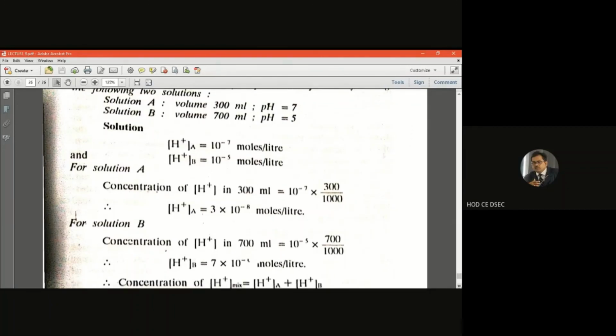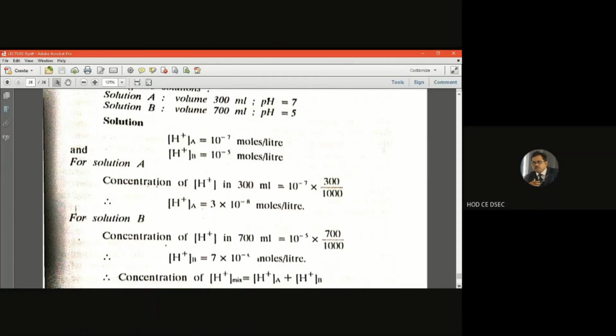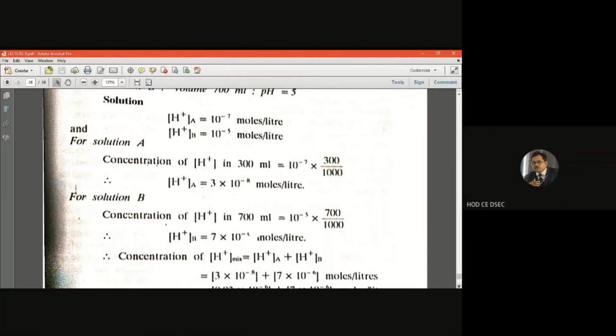That means for H plus A, 30% means 300 divided by 1000, because the total solution is 1000, and out of that, solution A is 300. So that percentage has to be taken as a weightage. So the concentration in the mixture of H plus for the 300 ml solution is 10 to the power minus 7 into 30%. Similarly, for solution B, we know that 10 to the power minus 5 is the H plus, but there the 70% concentration is there.